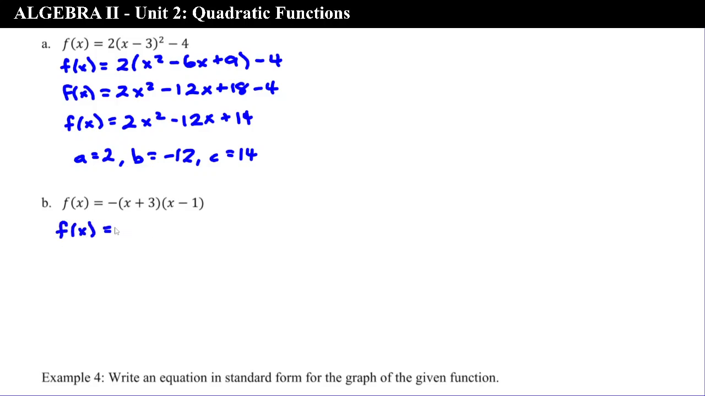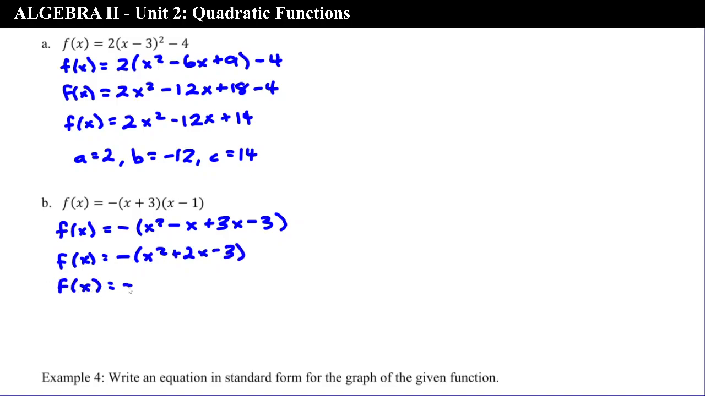Part B is just as easy. We're going to go from intercept form. So again, we're going to multiply out our binomials, x squared minus x plus 3x minus 3. Well, before we distribute the minus sign, let's combine our like terms. Minus x plus 3x gives us plus 2x. And now we'll distribute our minus sign. So we're going to have negative x squared minus 2x plus 3. And that's our standard form of our quadratic equation, where a is negative 1, b is negative 2, and c is 3.